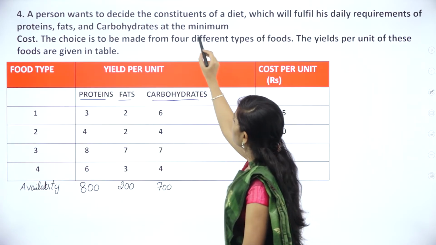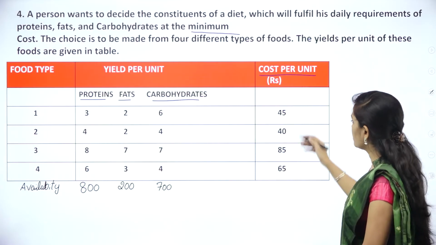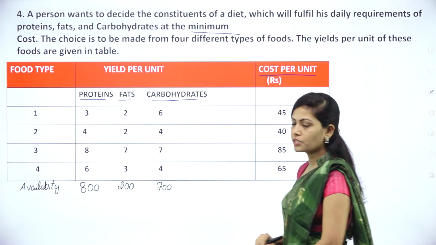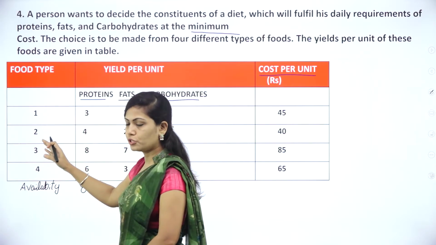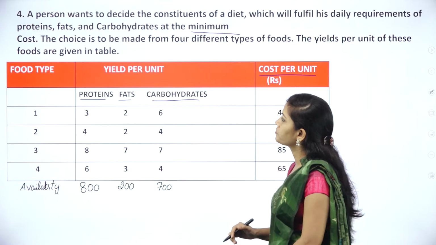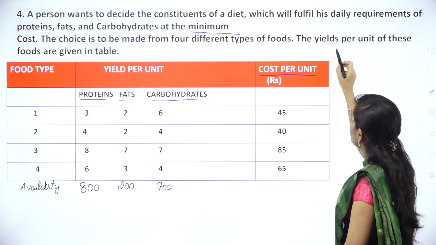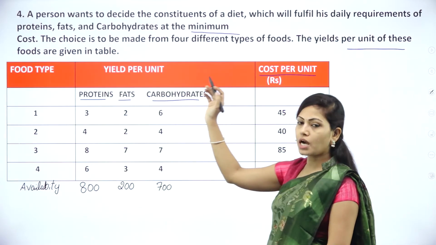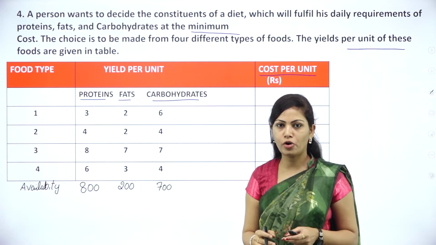At the minimum cost, they have given the minimum cost per unit of each product. We have 4 different types of food: food 1, food 2, food 3, food 4, and the availability of each product. So the choice is to be made from 4 different types of foods. The yields per unit of these foods are given in this table. So using this table, you can construct the LP model.